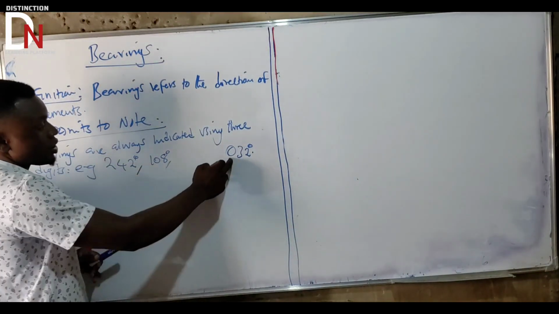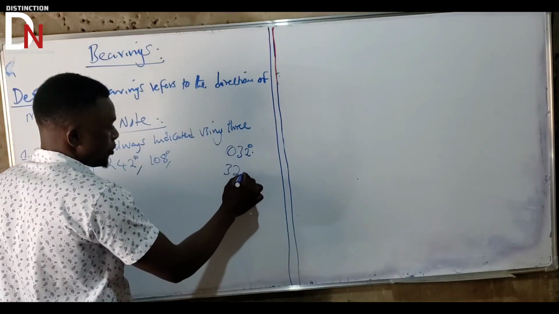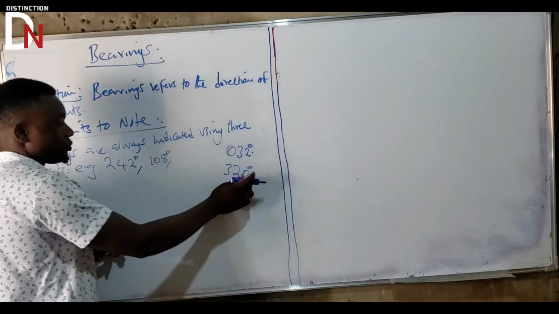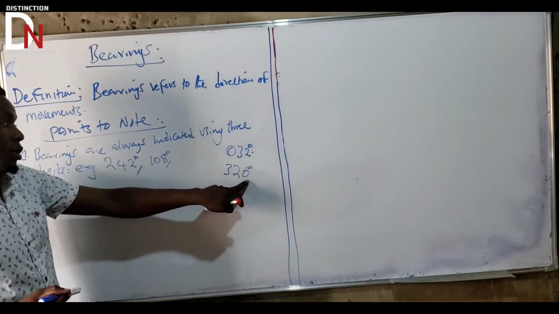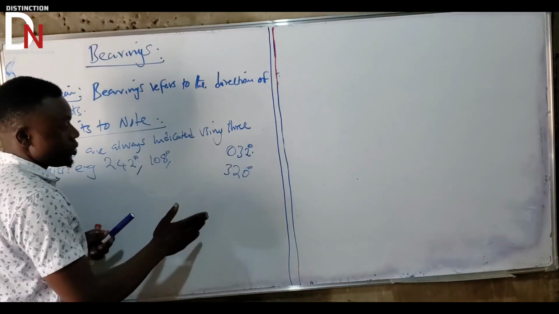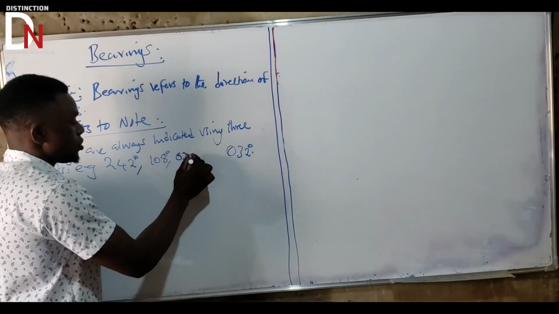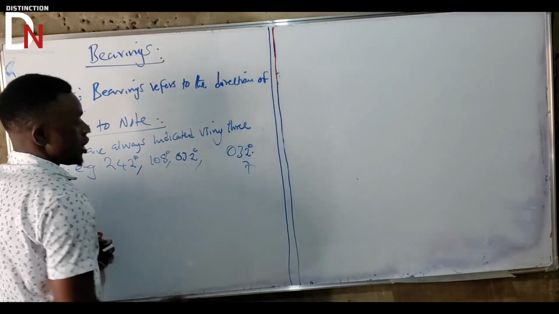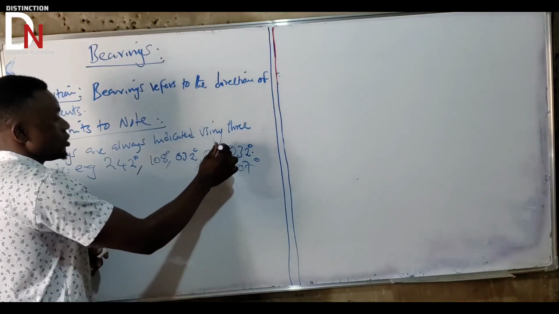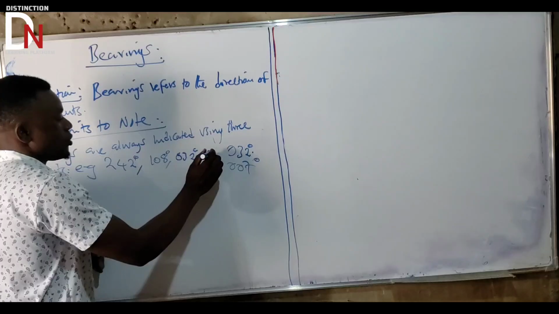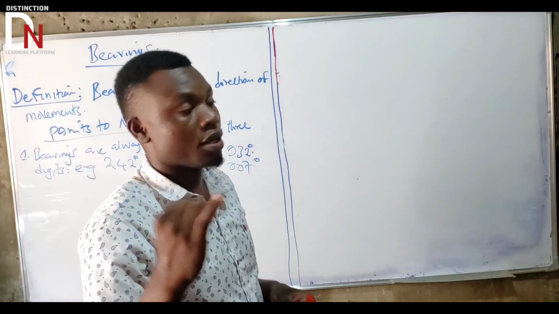So you always add a 0. Note that we don't add a 0 to the back part. We normally add a 0 to the front of the number. So this is 032 degrees. If you find one number, say 7 degrees, you add 2 zeros like that. So bearings are always indicated using 3 digits.